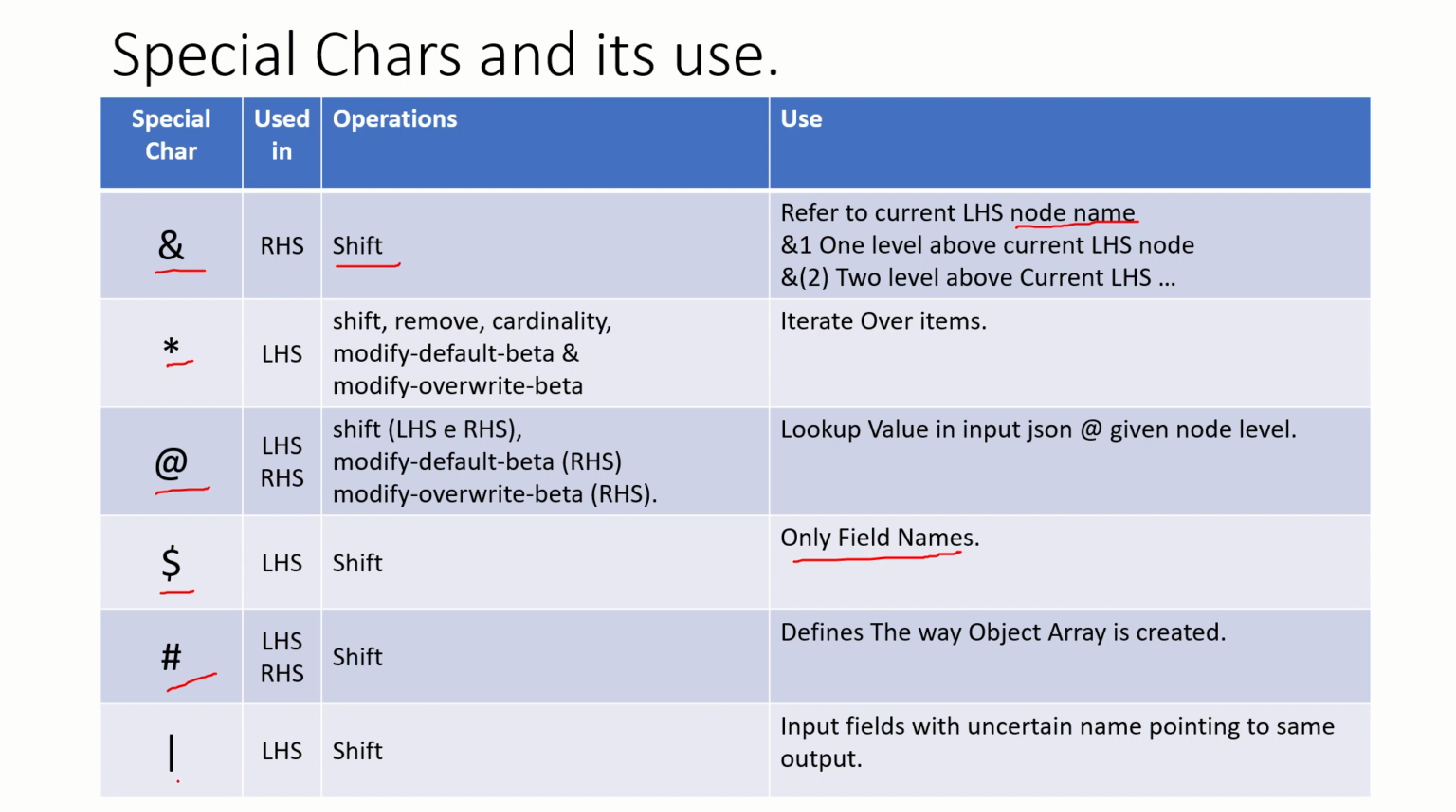Pipe means when you are uncertain about the input. Input name will be like customer name or full name. So in that case you can use a pipe character to specify that either you get a name or you get a customer name, pick up that value and put it in the output.